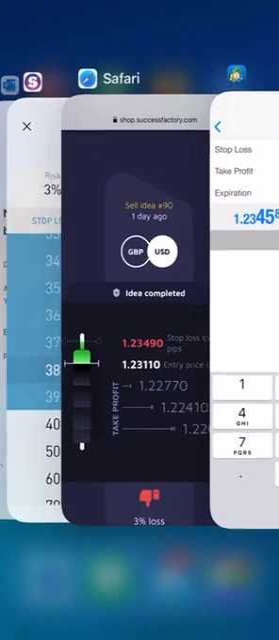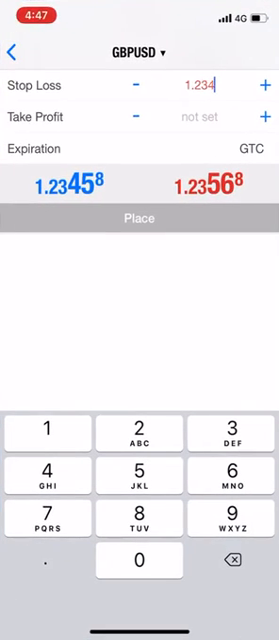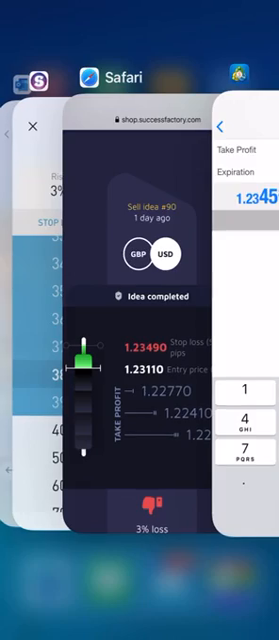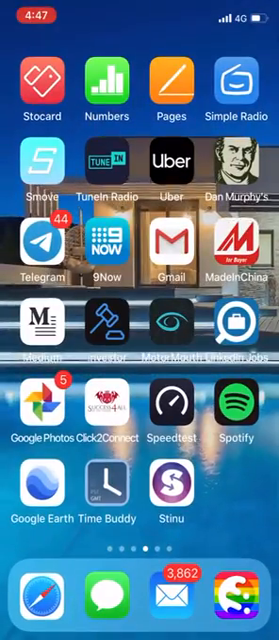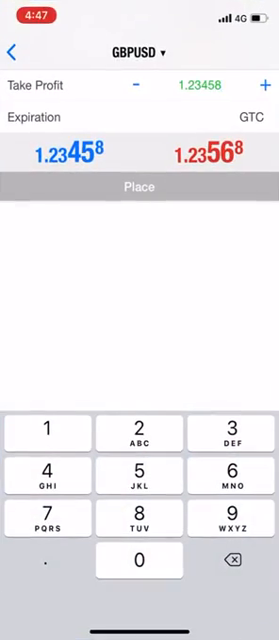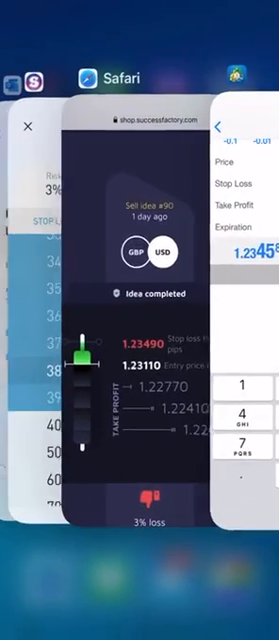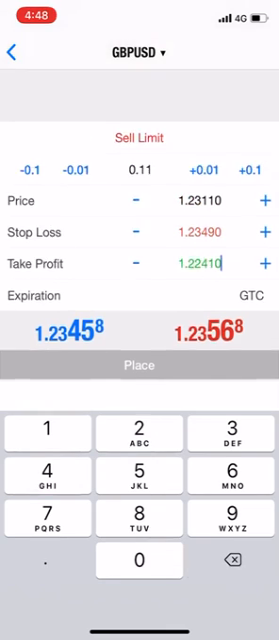I'm going to go and see what the stop loss number is. 1.23490. Okay, then take profit. Let's go back. Now, a decision we need to make. Do we take low risk, medium risk, or higher risk? Okay, I'm going to go for the medium, for the benefit of this example. 1.22410. Now, what was that? I forgot. Let's go back. Okay, 1.22410. Okay, now, finally, one last check.